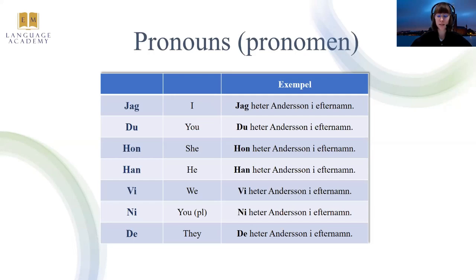What we might notice, having read all of these examples, is that, first of all, the surname does not change, despite the fact whether we are talking about a female or a male, right? Hon heter Andersson i efternamn and han heter Andersson i efternamn. So this is something different from what we have in Russian, for example. And then you might also notice that the verb stays the same, which means that the ending does not change for all persons. This is what also makes Swedish a relatively easy language.